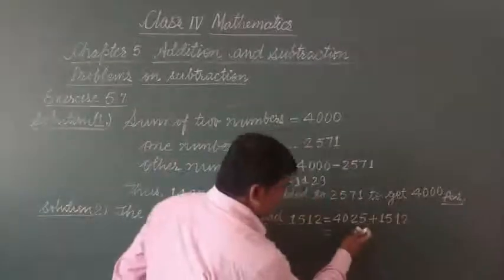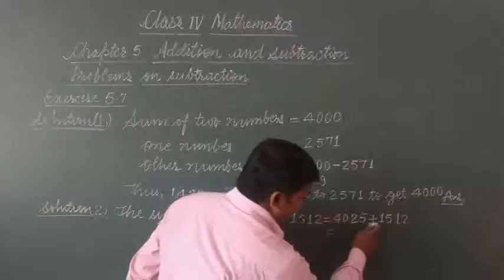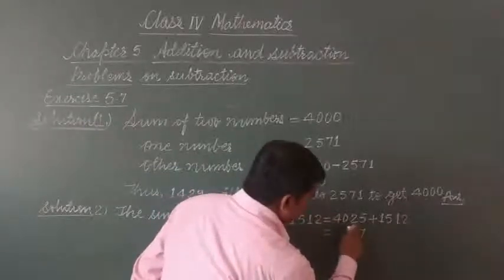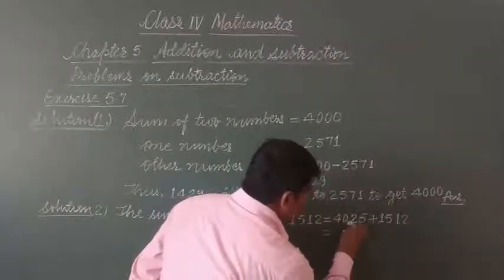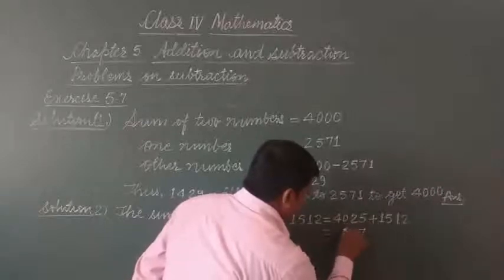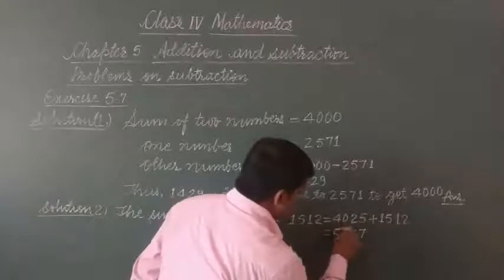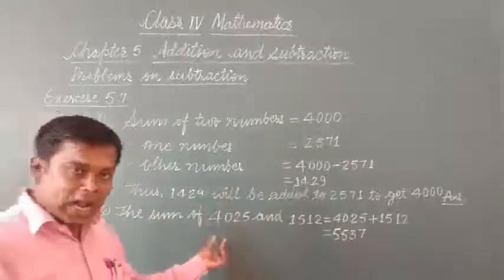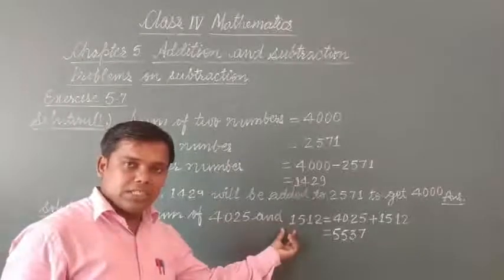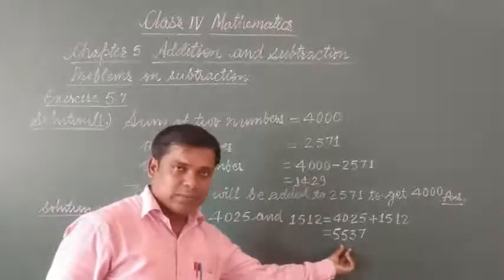5537. Look at here: 5 plus 2, 7. 2 plus 1, 3. 0 plus 5, 5. And 4 plus 1, 5. Means when you add these two numbers, you get this one.